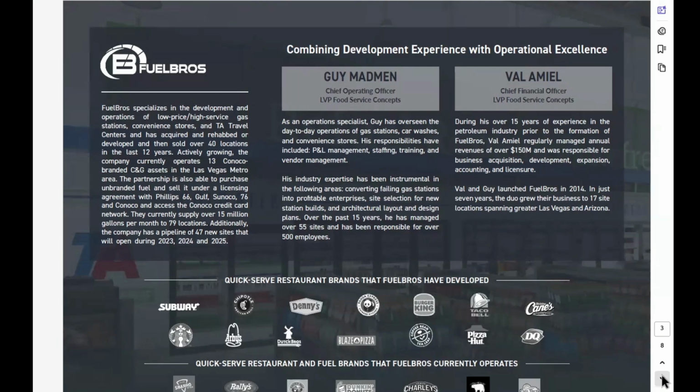The partnership is also able to purchase unbranded fuel and sell it under a licensing agreement with Phillips 66, Gulf, Sunoco, 76, and Conoco, I don't know. They currently supply over 15 million gallons per month to 79 locations. So Fuel Brothers is who operates this particular location.